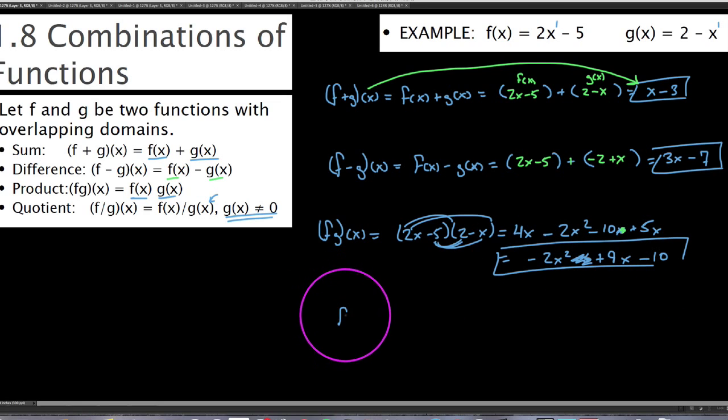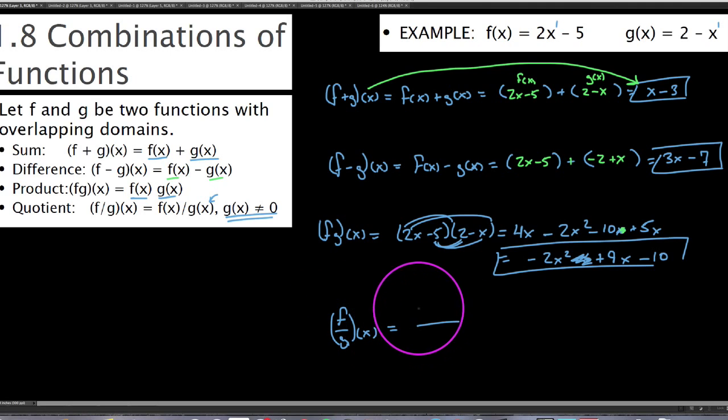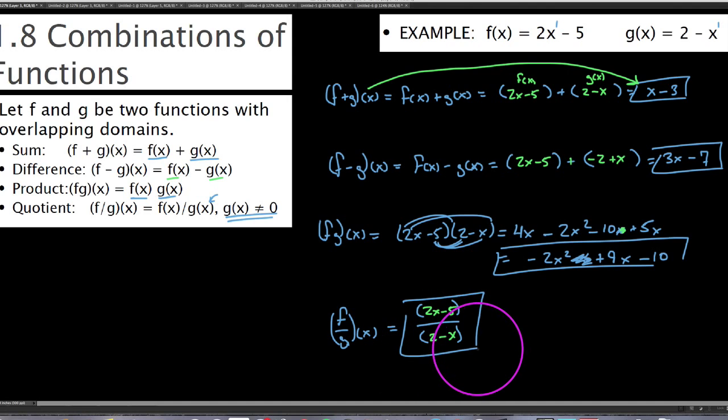And then we say, okay, the last one here is f over g of x. And this one's my favorite. The reason why is because when we do this substitution, all we really need to do is just write them in. That is, f of x is 2x minus 5, g of x is 2 minus x. And that's it. That's all she wrote. This is our combination of functions in this instance.